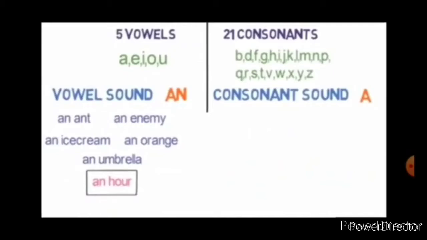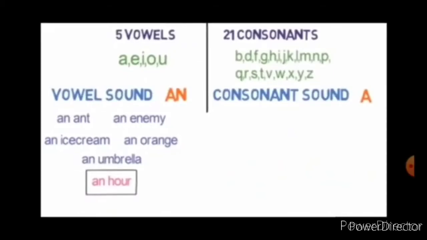Here are examples for the article an with the vowel sound. Look at the words given there as examples. An ant: A is a vowel letter, so we are using the article an. An enemy: E is a vowel letter with a vowel sound. An ice cream: I is a vowel letter with a vowel sound, so an. And an orange: O is a vowel letter and starts with a vowel sound.